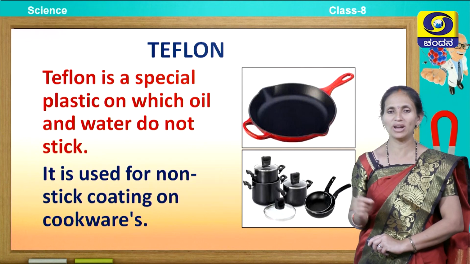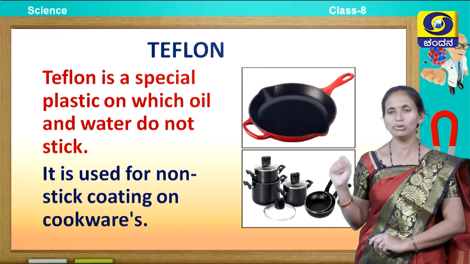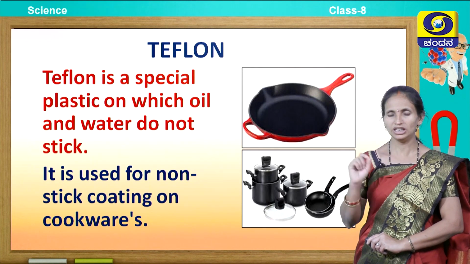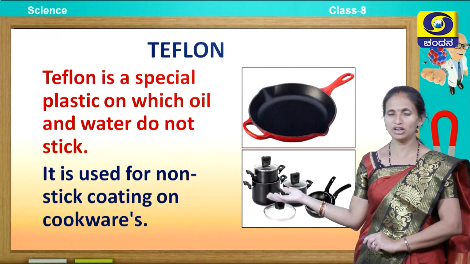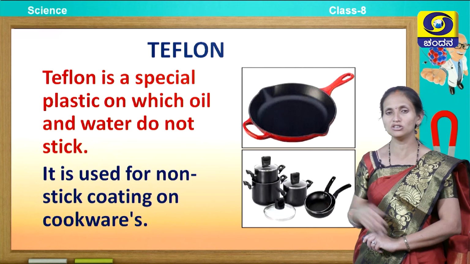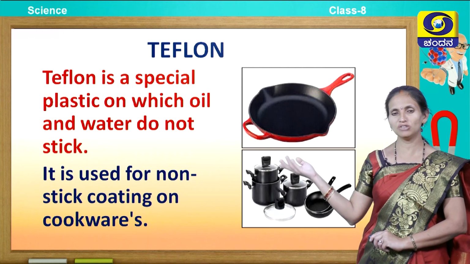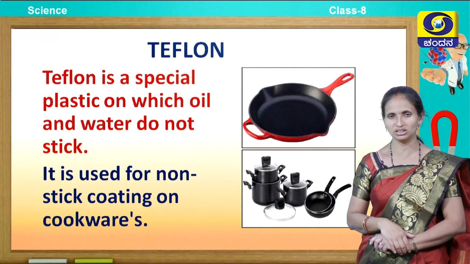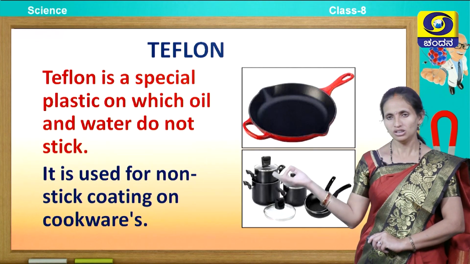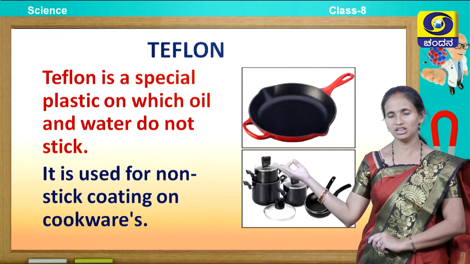Because of this quality, Teflon is one of the popular kitchenware. It is used in our kitchens like tawas, pans and different cookwares we are using, they are known as non-sticks. It is used for non-stick coating on cookwares. So, this is one of the properties of plastics. So, Teflon is used in our day to day kitchenware.